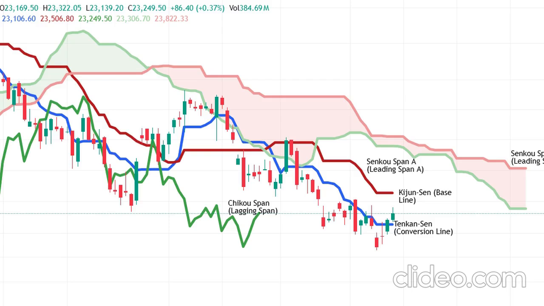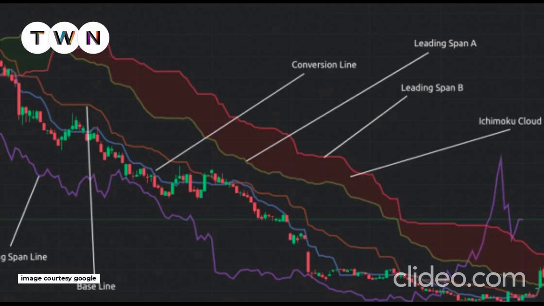Entry signals, bearish example. The strategy is the opposite of the bullish example, with price below the cloud, a pullback below the Kijun-sen, and a signal to short when the price crosses back below the Tenkan-sen. Exit signals. Exit a long position if the Tenkan-sen crosses back below the Kijun-sen, or when a price-based support level is broken. Exit a short position if the Tenkan-sen crosses back above the Kijun-sen, or when a price-based resistance level is broken.